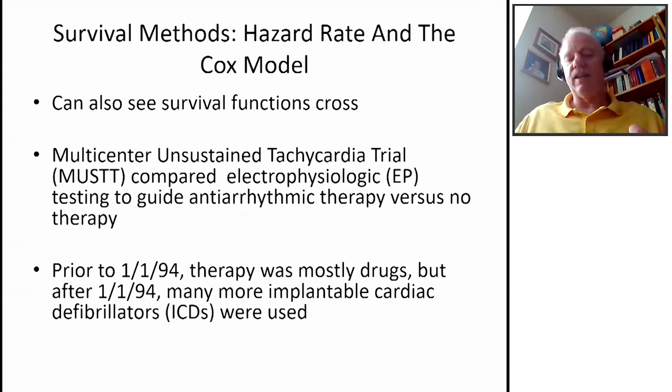But the intervention was not just drugs, it was either drugs or an ICD, an implantable cardiac defibrillator. Those are little devices that you attach right to the heart, and they can detect arrhythmias and reverse them. Has the same effect as taking a defibrillator, putting it on the chest, and shocking your heart back into a normal rhythm. So early in the trial, the implantation of defibrillators was more difficult to do. Later in the trial, it became technologically easier. So they did more ICDs at the end of the trial.